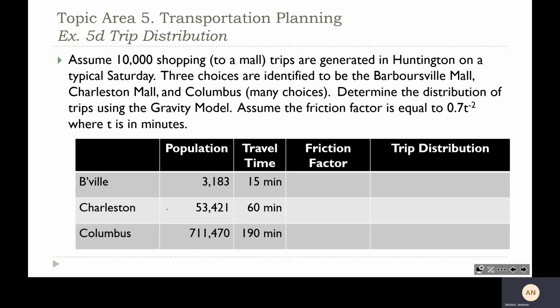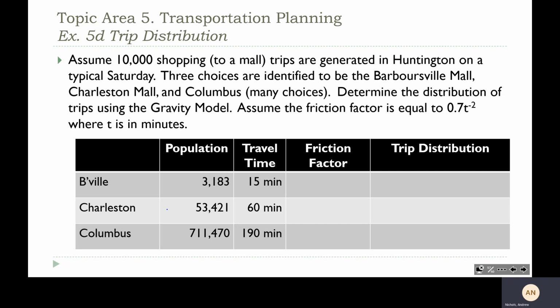The example that I like to use that makes a little bit more sense is people are going to travel to a mall. They can either drive locally here to Barboursville, they can drive to Charleston, although maybe I should change that to Quarrier Street because nobody's going to the town center anymore. Or they can drive to Columbus. And so if you're looking to go for a true mall trip, even though Barboursville is the most convenient, maybe it doesn't have as many amenities.